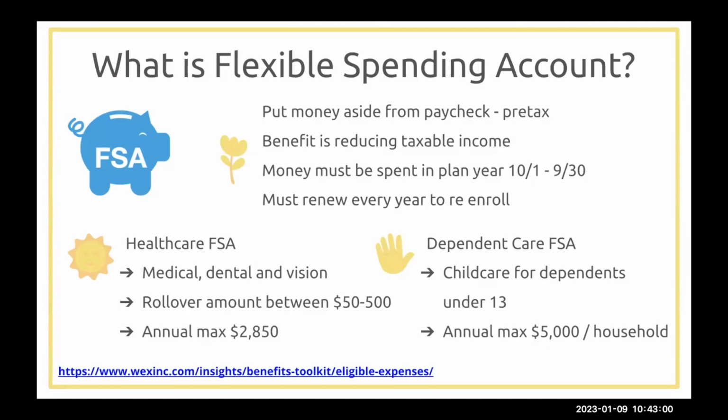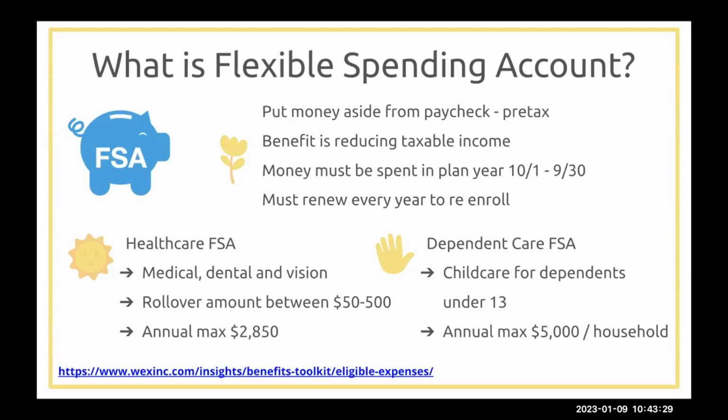The plan year is from 10/1 through 9/30. That is what our plan year is at the district, so the money must be spent during that plan year. If you want to do this, you must enroll every year at open enrollment. So you have to fill out new paperwork with whatever dollar amount you want for that plan year. Every year we have to re-enroll. So there's 2 different ones.